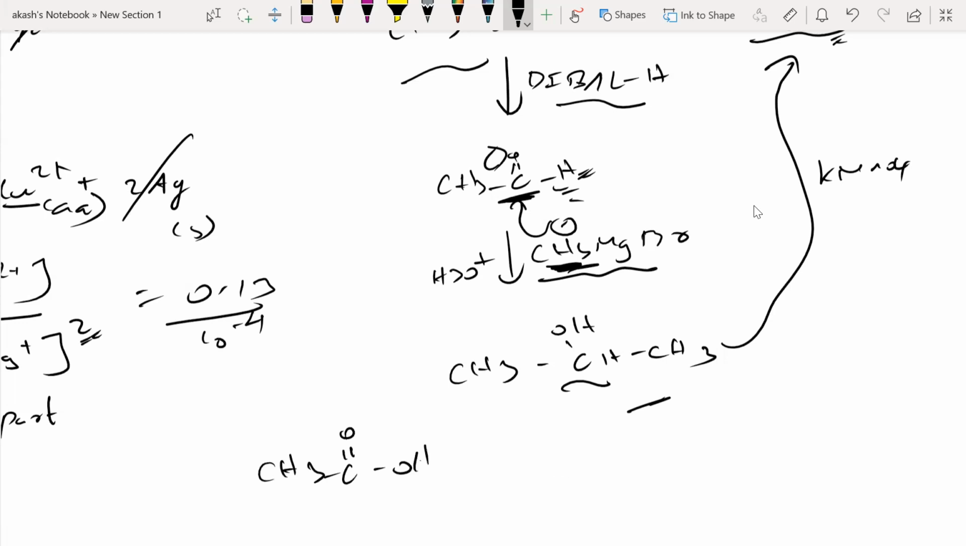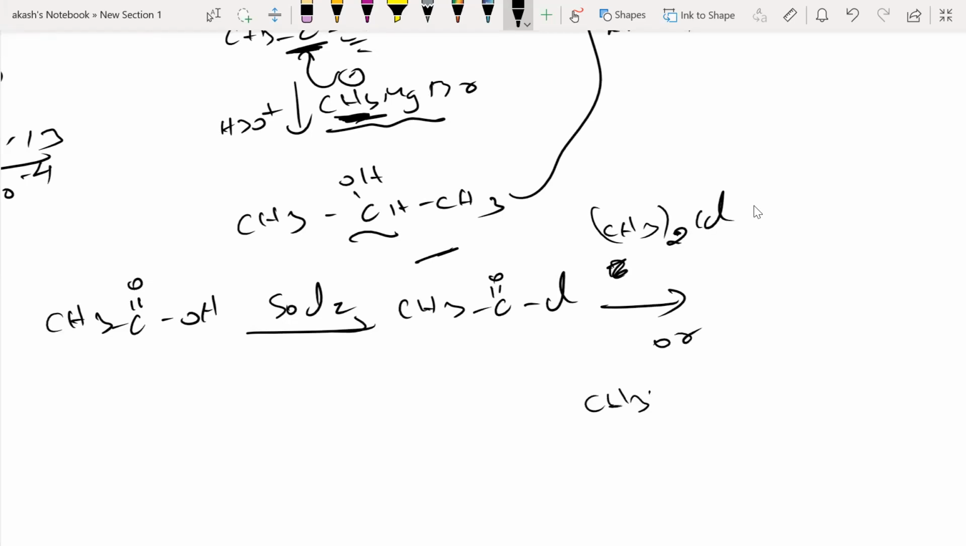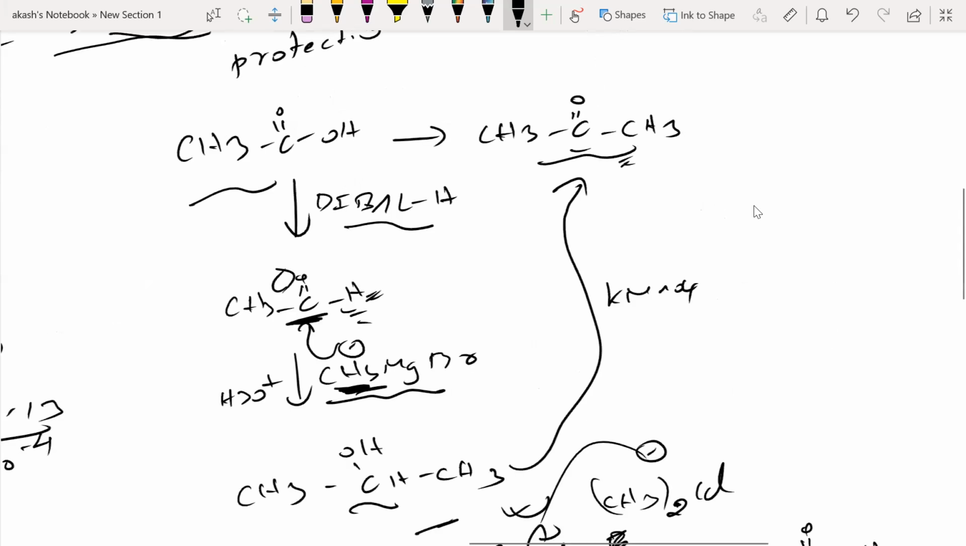So when I go for this, if I put SOCl2, I know this is converted into COCl. Now it's not necessary that you have to go for dialkyl cadmium, that is (CH3)2Cd. You can use that, or you can use your Grignard reagent directly here, CH3MgBr. Either of these, basically from this CH3 minus will come, that will attack here, and then the Cl minus leaves, as simple as that. And then you can easily convert this into CH3. That is also okay. This is also a good method.